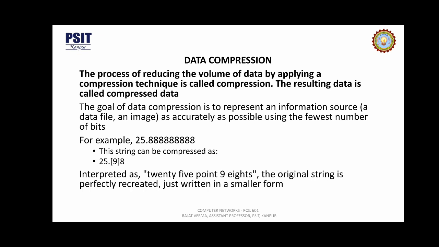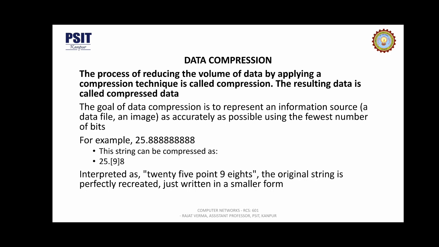Data compression is a process of reducing the volume of data by applying a compression technique, right? And the resulting data that we get is known as compressed data. Now, the goal of data compression is to represent information, whose source can be a data file, an image, or anything else, as accurately as possible using the fewest number of bits.